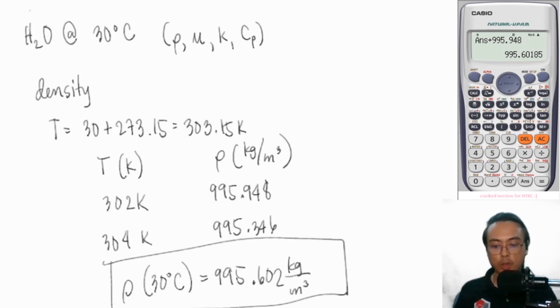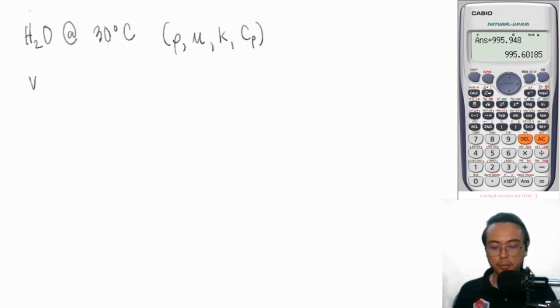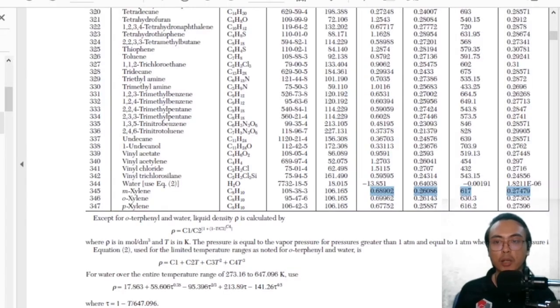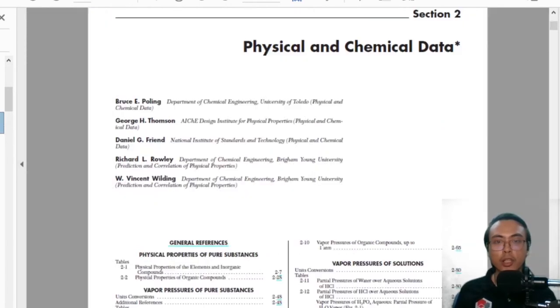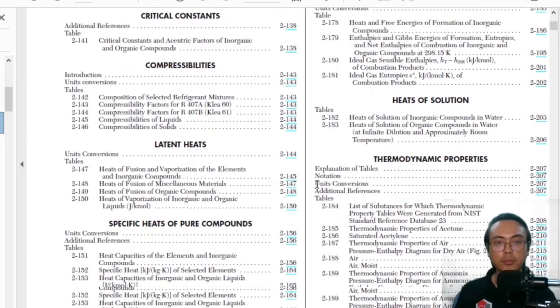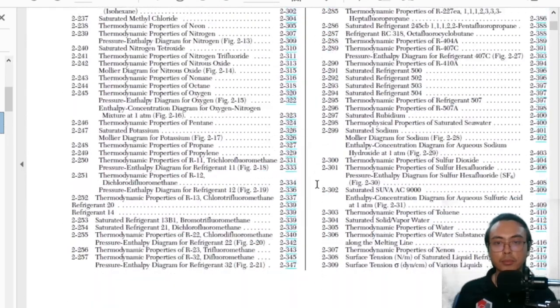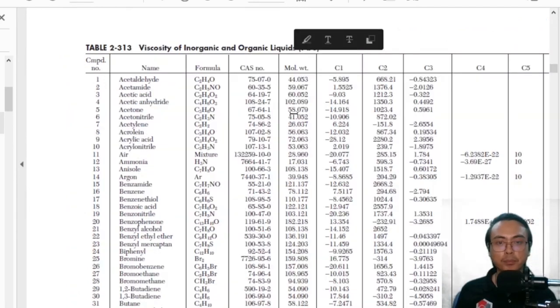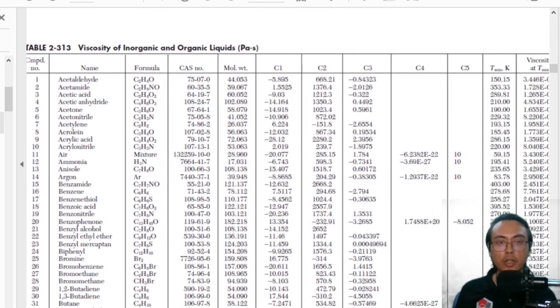Let's go to the viscosity. The viscosity of substances is covered in a separate table. Let's look for that table. You go to chapter 2, and then you look for transport properties. Okay, so for transport properties, we have on table 2-313 the viscosity of organic and inorganic liquids. So let's go to that table. Okay, this is our table.